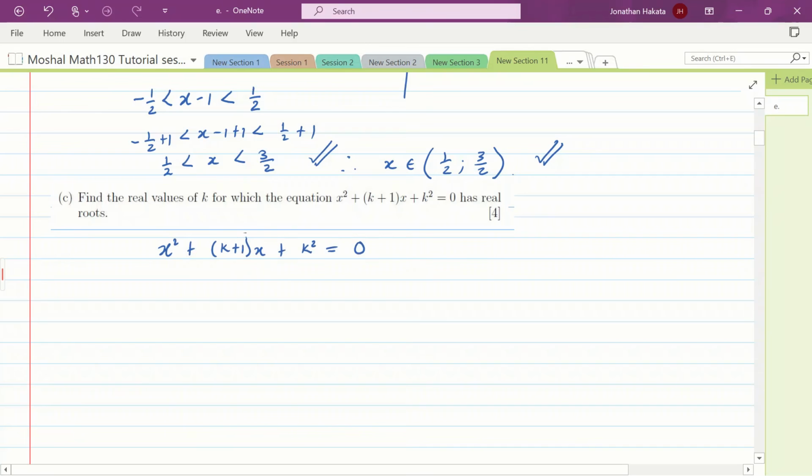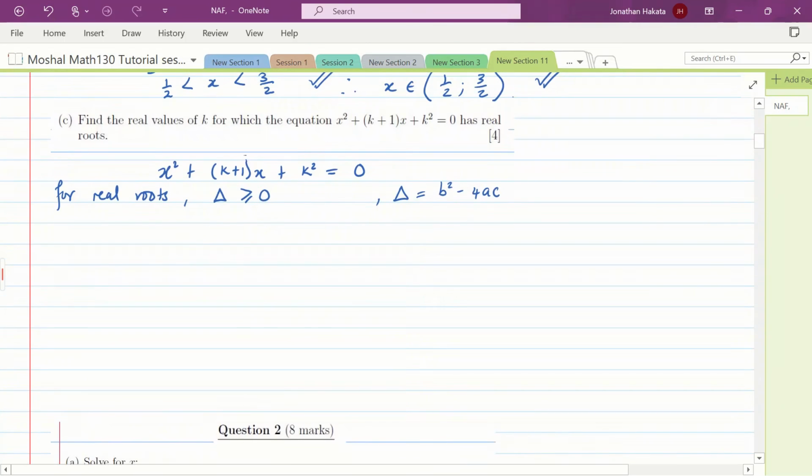So now for real roots, the discriminant, normally we write it as a small triangle, or capital D if you want, the discriminant should be greater or equal to 0. And we know that the discriminant is none other than b squared minus 4ac. It comes from the quadratic formula.